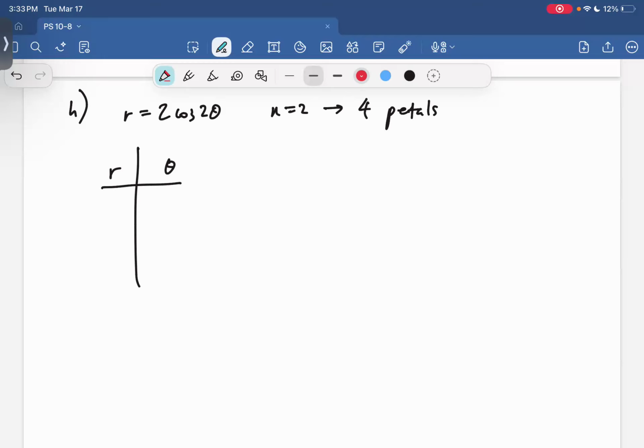So to find a petal, we're going to try to make cosine 2 theta equal to 1, because that will give us a maximum. So when does cosine 2 theta equal 1? Well, it equals 1 when theta is 0. So we should plug in theta equals 0, which should give us r equals 2. So that tells us that we have a petal at theta 0, which also tells us the location of all the other petals.